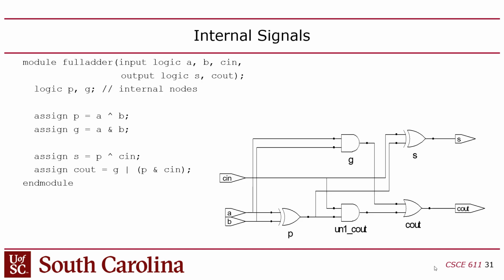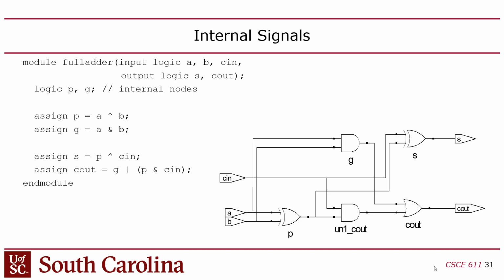You can declare internal signals. In this case, this is a full adder. So this full adder has 3 inputs, A, B, and carry in. It calculates the sum and the carry out. And in order to calculate the sum and the carry out, it has these intermediate signals called P and G, which stand for propagate and generate. And so the P and G are declared internally, they're assigned internally, and then I've got 2 more assignment statements to assign the outputs.